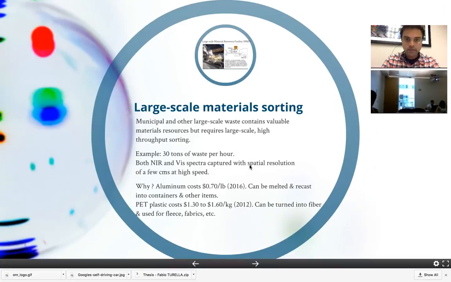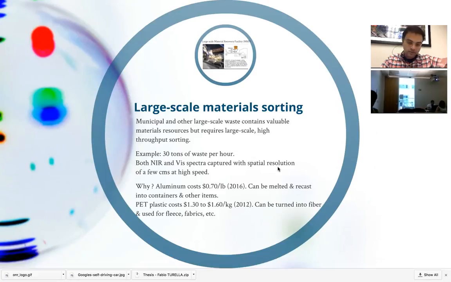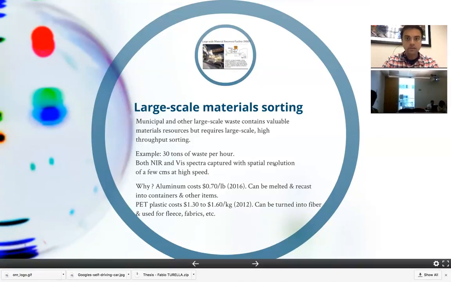You capture spectra with high spatial resolution, which basically means that you can also do shape recognition. So you can tell if it's a can, if it's a bottle, or if it's a piece of copper or whatever. You can do all kinds of useful materials recognition, with a spatial resolution of a few centimeters at high speed.